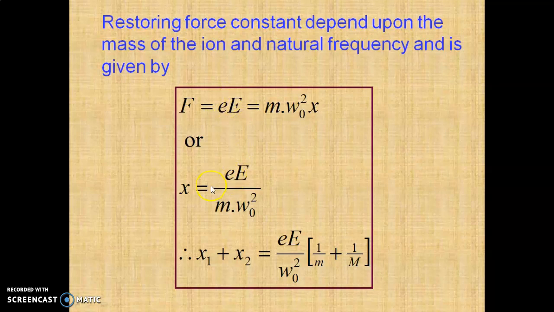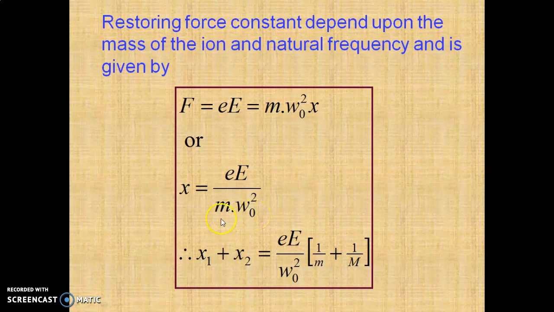In general, x equals eE divided by m omega naught squared. Let us take small m as the mass of an electron and capital M as the mass of the positive charge, because the positive charge is heavier. So you can write, for example, x1 equal to eE divided by small m omega naught squared.